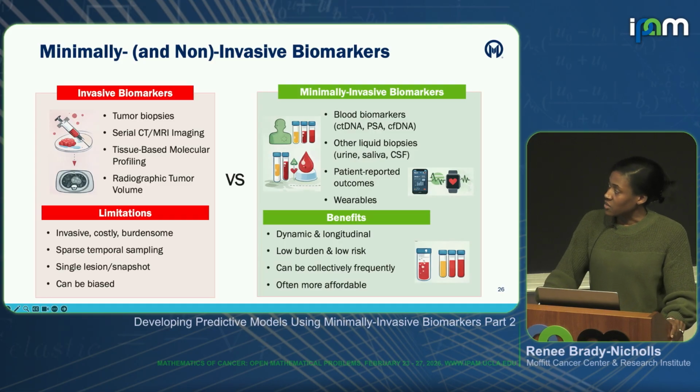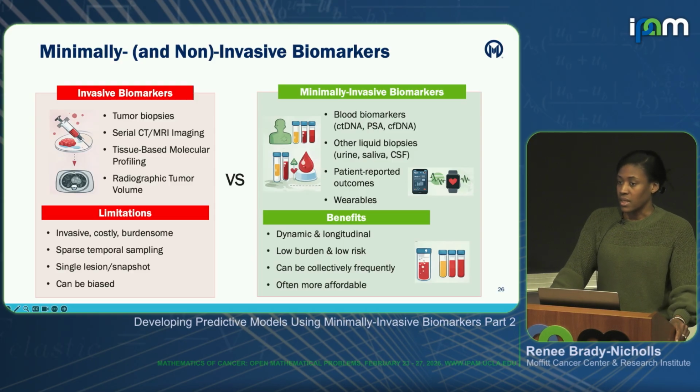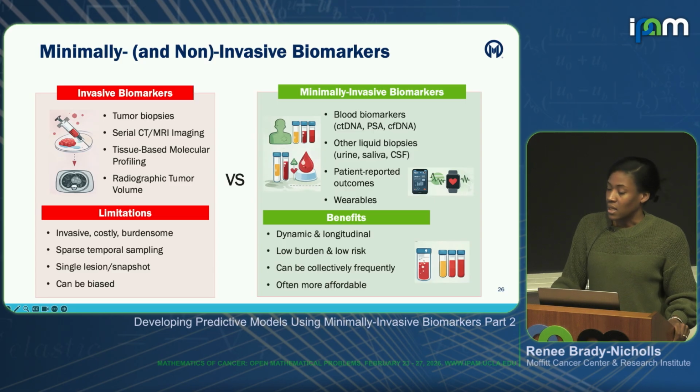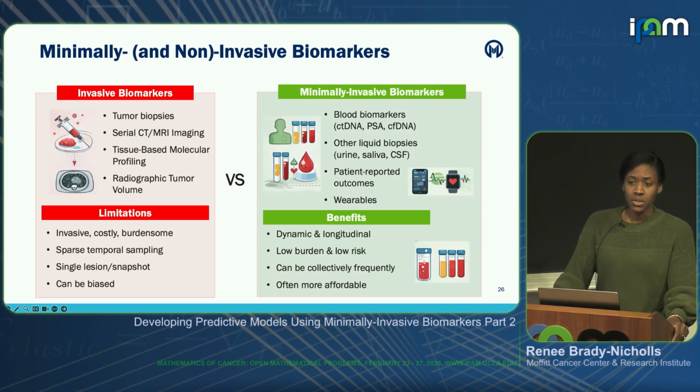Now, with minimally invasive biomarkers, those are blood-based biomarkers such as ctDNA or circulating tumor DNA, PSA in the case of prostate-specific antigen, or cell-free DNA. Other liquid biopsies I mentioned earlier could be urine or saliva or cerebrospinal fluid. And then, of course, we have patient-reported outcomes. Those are survey data, and then wearables.